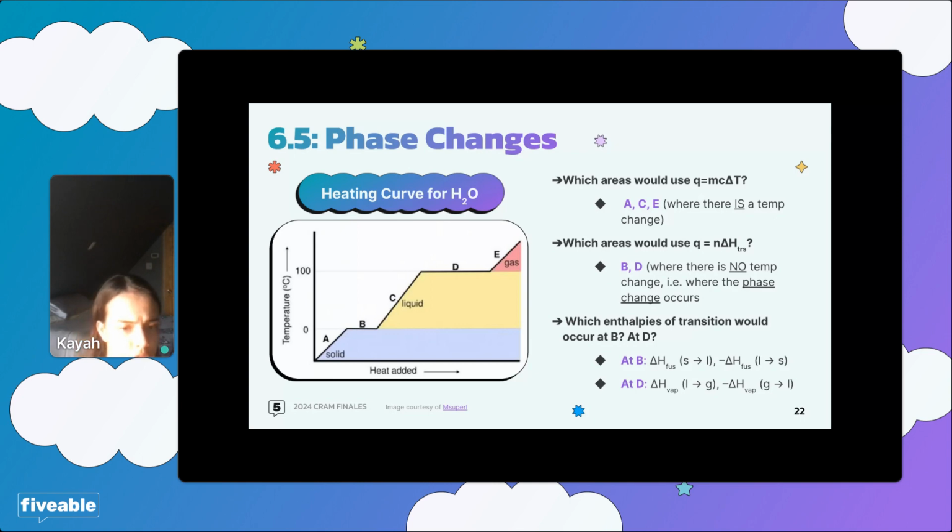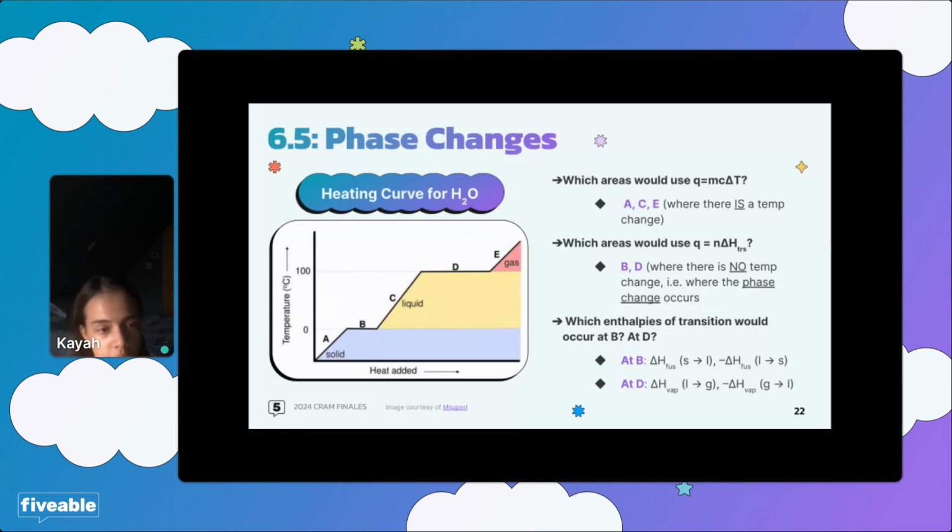Or if you're going the reverse way, right? If this heating curve was flipped to a cooling curve, then we would go from liquid to solid, which would be the negative delta H of fusion. And at point D, we have heat of vaporization, because we're going from a liquid to a gas. And the same thing, if we were to take this heating curve and flip it into a cooling curve, then this would change to a negative delta H of vaporization, from a gas to a liquid.